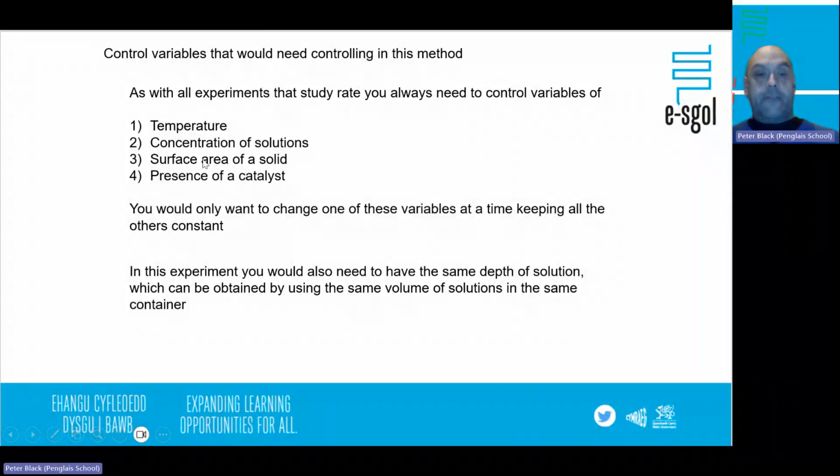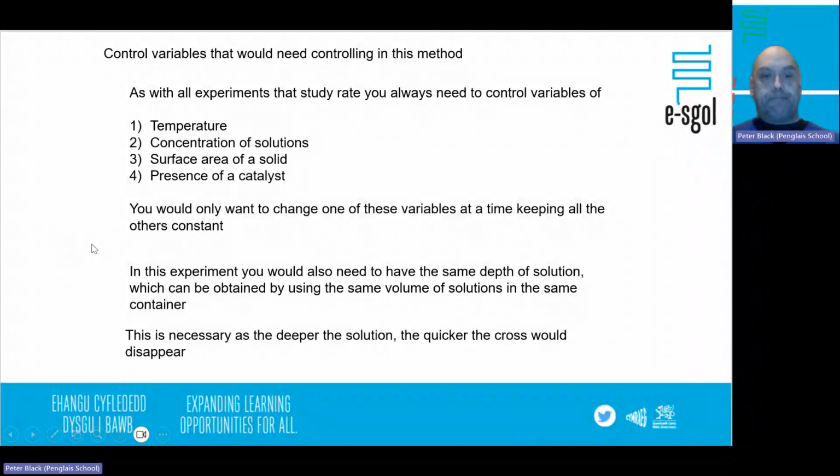Obviously, the things that would affect rate would have to be controlled, but also the depth of the solution that you're going to have in your reaction. Now, obviously, you do have the same volume, so that won't be an issue, but you've got to make sure you're using the same kind of shape and size of container for the reaction to take place in.